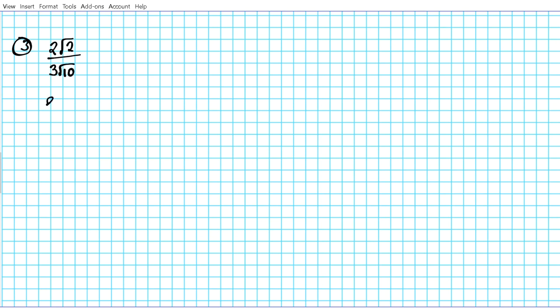Okay, so how do we simplify something like this? Now let's take a look at what we have. 2 root 2 and 3 root 10. Can anything be simplified in the given state? No, nothing can be simplified.